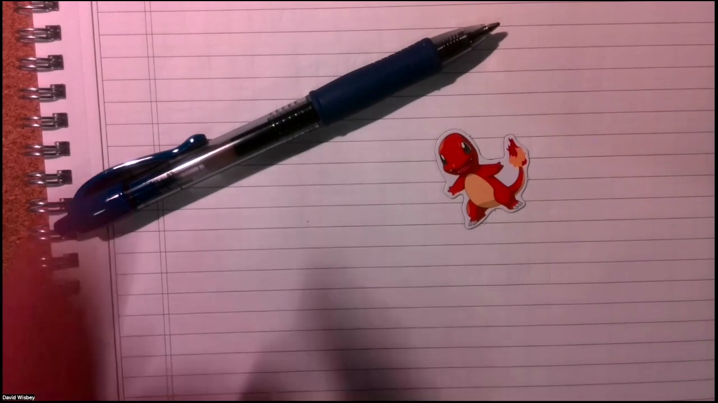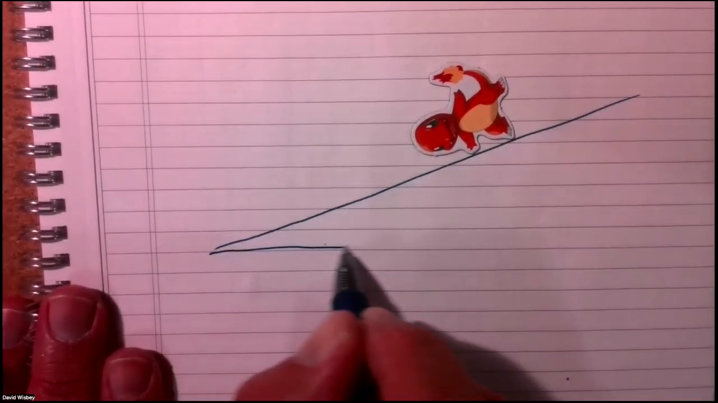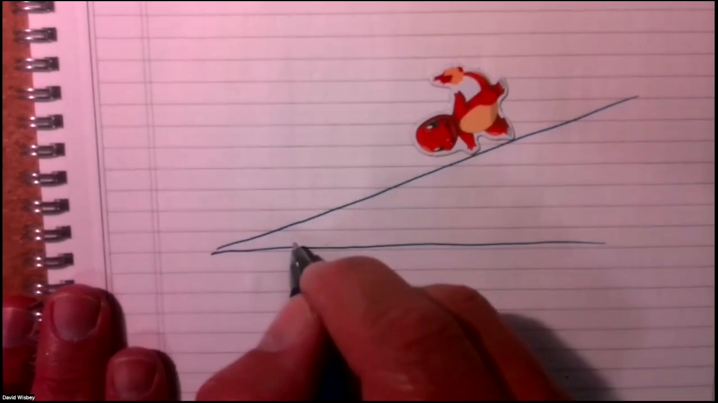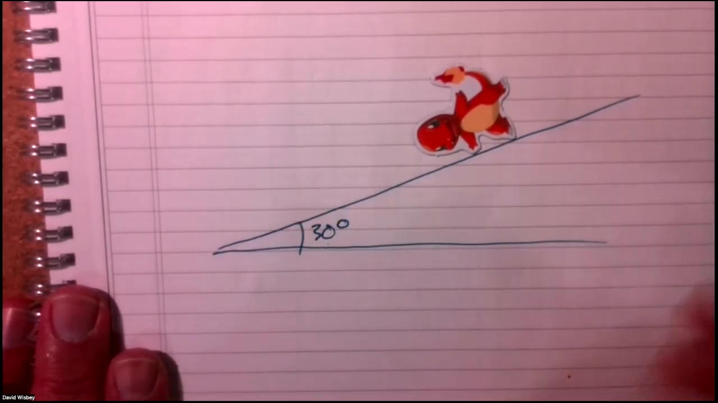It is Charmander. All right. So Charmander is, let's say he is sliding down a hill because he loves to have fun. Okay, so here's Charmander. He's sliding down the hill. So how do we find the acceleration here? Let's say this is 30 degrees.